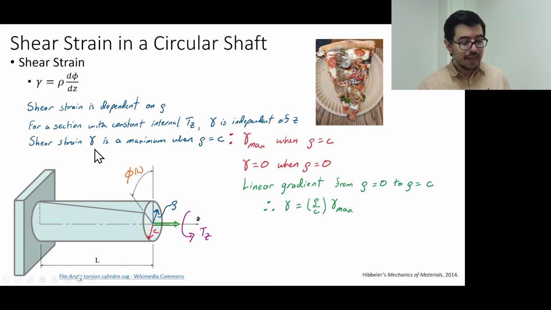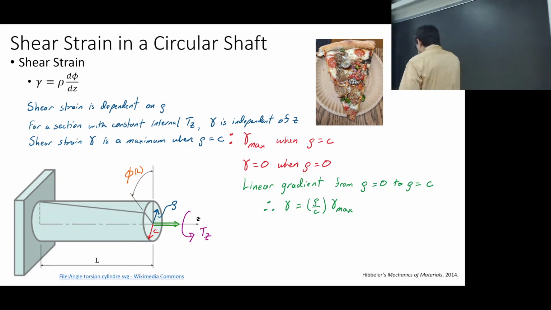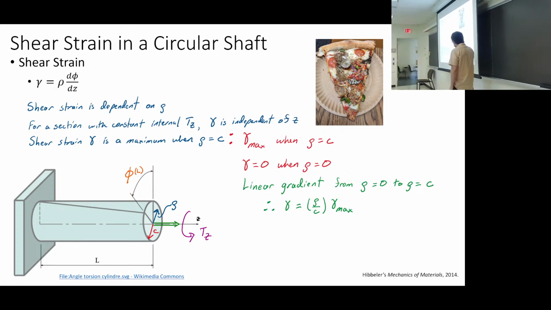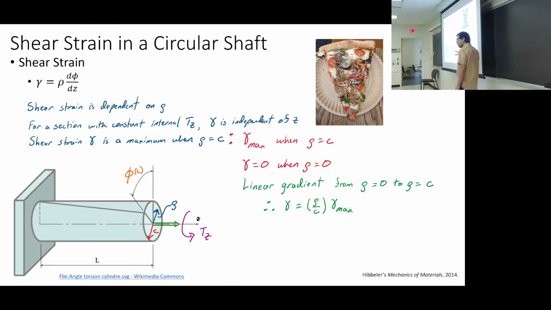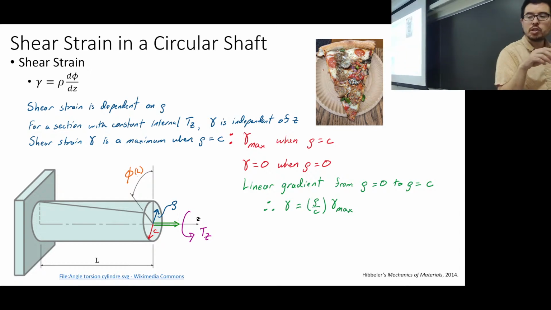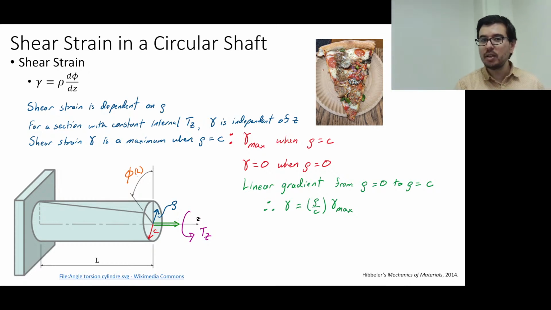Shear strain gamma is a maximum when rho equals c. Remember, rho is defining different circles, the radius of these different circles within the circular cross section of the shaft. It can't get larger than c to have any meaning. There's no shear strain in the air around the cylinder, for our intents and purposes.